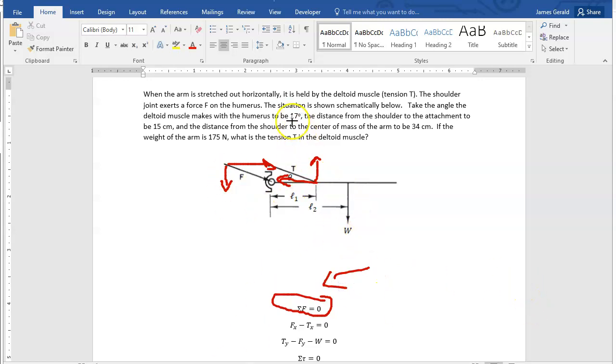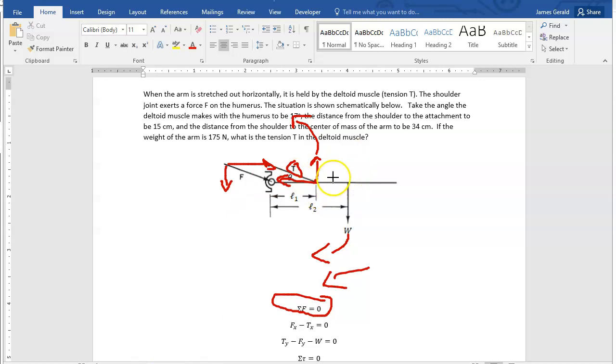And then the torques, which if we take the shoulder as the pivot point, which is very natural to do and eliminates the unknown F, the torques have to add to 0. And the torques are a counterclockwise or positive torque due to the deltoid muscle, and a clockwise or negative torque due to the weight of the arm. And so that gets us, as in problem 1, T almost for free.